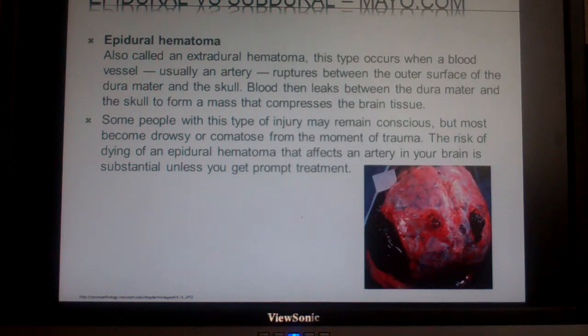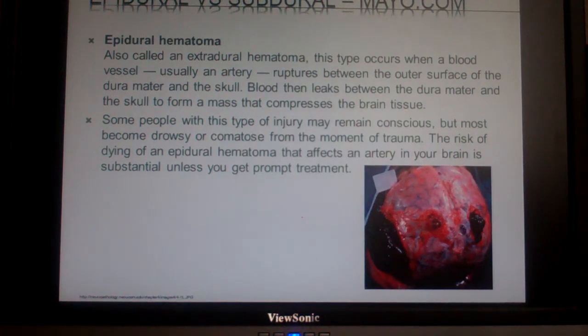Epidural versus subdural hematoma, information from Mayo Clinic. The epidural hematoma, again, we already said that, also called extradural, usually an artery ruptures between the outer surface of the dura and the skull. Blood leaks between the dura mater and the skull to form a mass that compresses the brain tissue. Nothing new there, right? Some people with this type of injury may remain conscious. Okay, good. But most become drowsy or comatose from the moment of trauma.